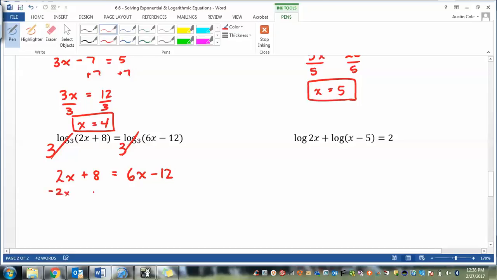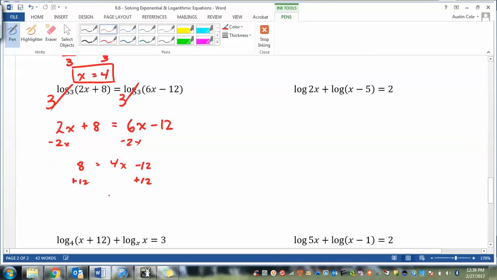So if I minus 2x on both sides, and from here, guys, we're solving like normal. Nothing's new there. 8 is going to equal 4x plus, minus 12. I'm going to add 12 on both sides. So 4x equals 20, and x is going to equal 5.